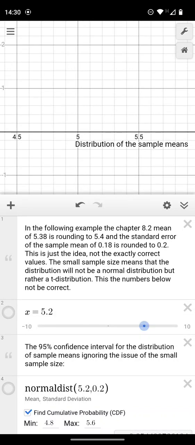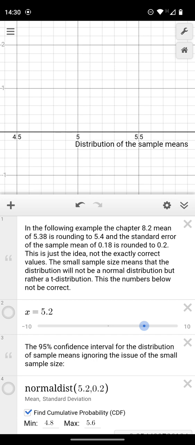In this video, I will be showing you how to construct the 95% confidence interval for a sample mean. In the following example, I am using the Chapter 8.2 mean of 5.38, rounding it up to 5.4, and the standard error that was 0.18, rounded up to 0.2 for the point of this example. This example is to give you the idea, not the correct values. We'll get the exactly correct values from a spreadsheet.